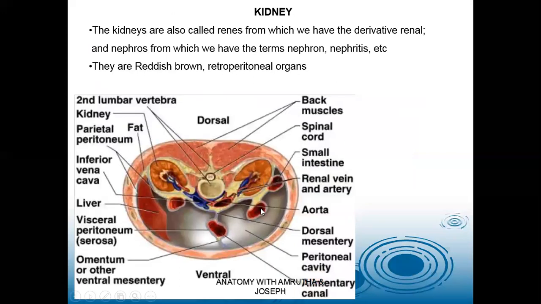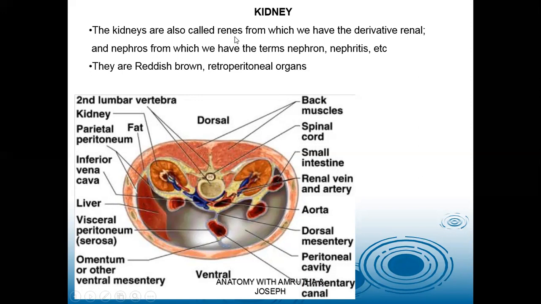This is a cross section at the level of the second lumbar vertebra. This is anterior, this is posterior, and the kidneys can be seen here, placed on the posterior abdominal wall, resting on the muscles which are forming the posterior abdominal wall. And this is the peritoneum, which is lining the anterior abdominal wall and the posterior abdominal wall. The peritoneum covers only the anterior aspect of the kidney. So kidneys are called retroperitoneal.